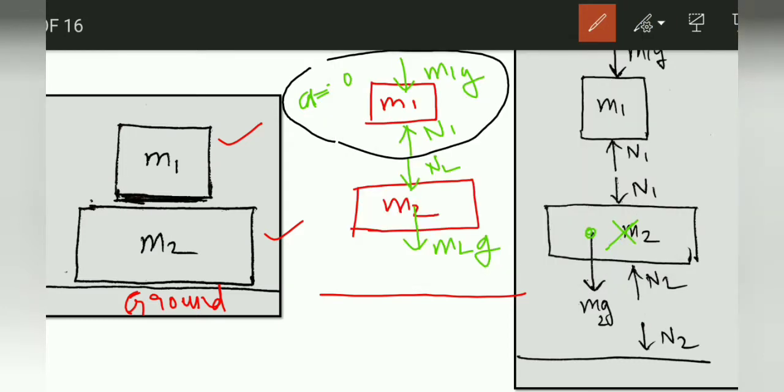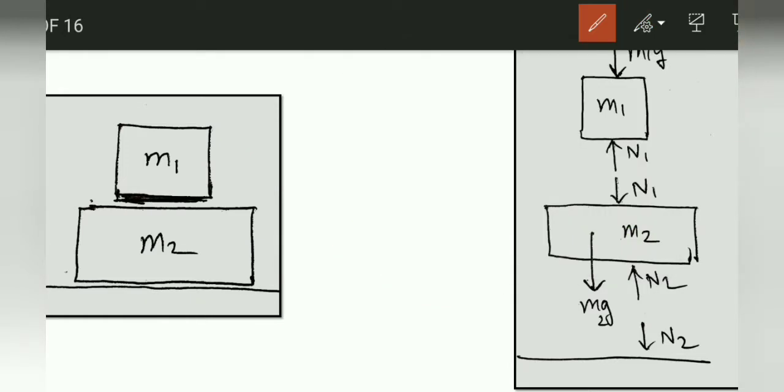Now, this is n2 and the weight is m1g, and this block m2 is touching two surfaces. One is the upper block, the other one is the ground. For the upper one, the contact force is n2, we have already got it. The lower one, sorry, n1, we have already got it. See, this is n1, this is n1, both will be equal and opposite. This will be n2 from the ground, and an equal and opposite reaction will be acting on the ground, and I don't think the ground is touching anything else, at least in this context. So I have drawn everything neatly on the right hand side.